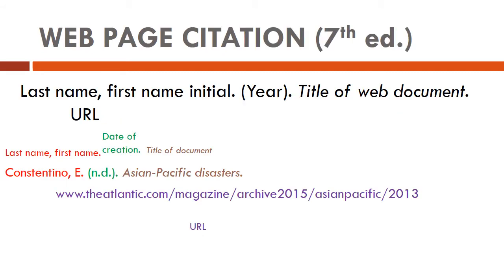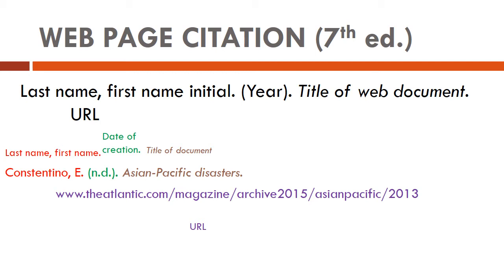Next, let's look at how to do a web page citation. It's very similar to how you do a book. You need the author's last name, comma, the first name initial, period, the year of publication in parentheses, period, the title of the web document, period, and then you need the URL. So for example, if you look, it says Constantino, comma, E, period, the author's name.